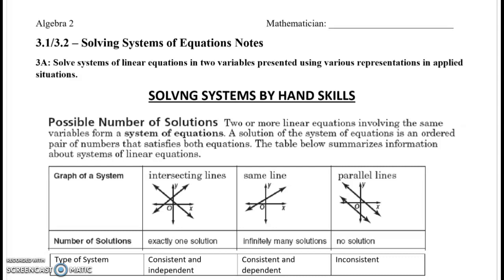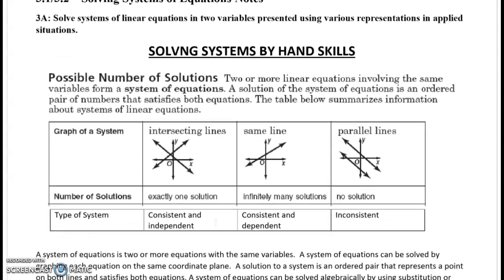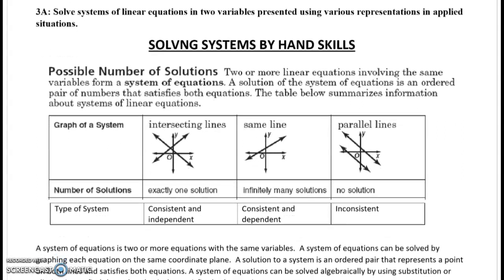Alright friends, so this video is going to be pretty short because solving systems should be a review, but I will do a couple with you. So there's three ways we're going to solve systems: substitution, graphing, and elimination. There's a possible number of solutions. We're either going to have one solution, infinitely many solutions, or no solution.